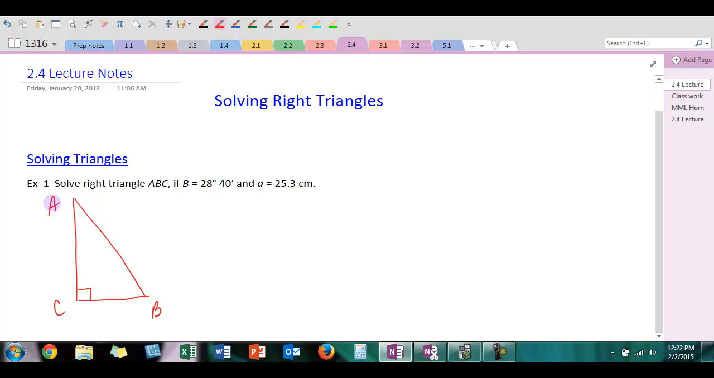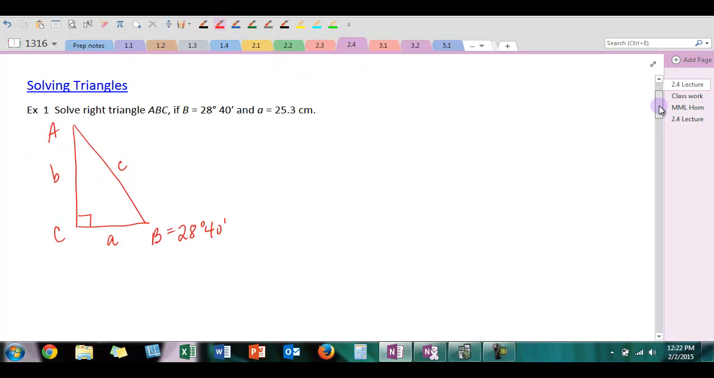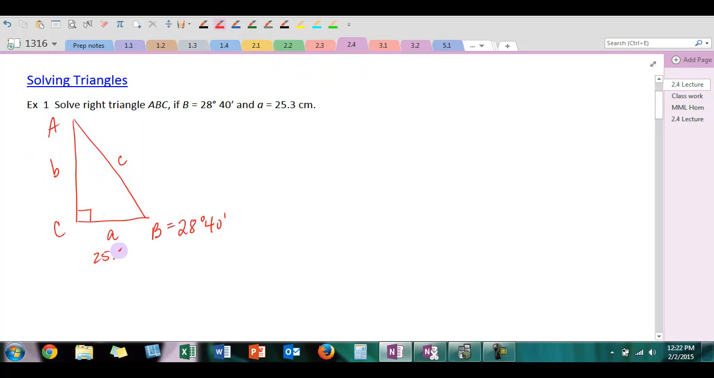Now because I know capital letters are the angles, their sides are opposite of the angles. So side A would be opposite angle A, which is over here. So that would be angle A, side A. The hypotenuse is little c, and then of course across from angle B is side B. So what I'm given, let me just write that on here. I know that angle B is 28 degrees 40 minutes. Side A is going to be 25.3 centimeters.